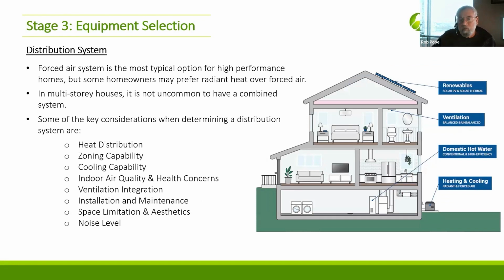We have two general types of distribution systems, as everybody probably knows. One is a radiant, typically in-floor radiant system, which is common in the Lower Mainland, has been for quite a while, still is very common, but changing now. It's becoming more about forced air, and of course forced air systems, which is the typical system across most of this country.